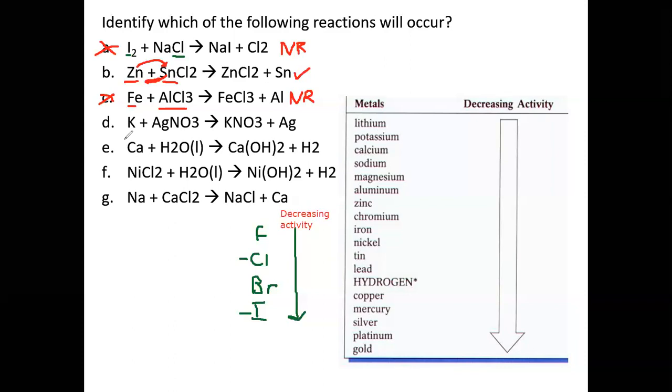The fourth example, we want to know, will potassium displace silver from silver nitrate? So we find potassium is located here. We find silver. Since potassium is more active than silver, it will replace or displace it, and you form potassium nitrate and silver. So again, if the element is more active than the metal in the compound, the reaction will occur.